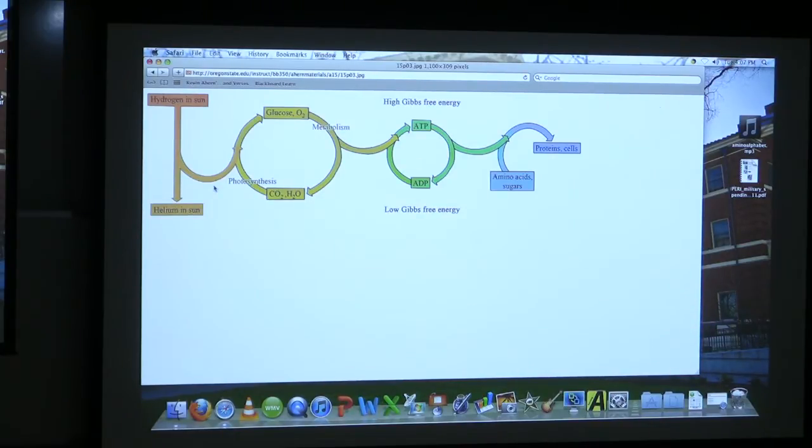The energy of ATP is, of course, used to make proteins. It's used to make DNA. It's used to make fat. And all of these are used by cells as part of their normal metabolic process. So this energy flow is really important for us to understand.